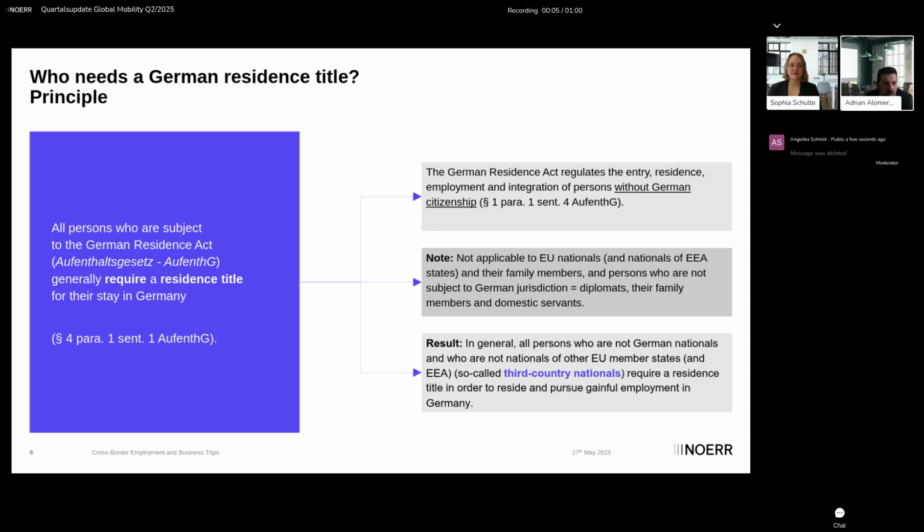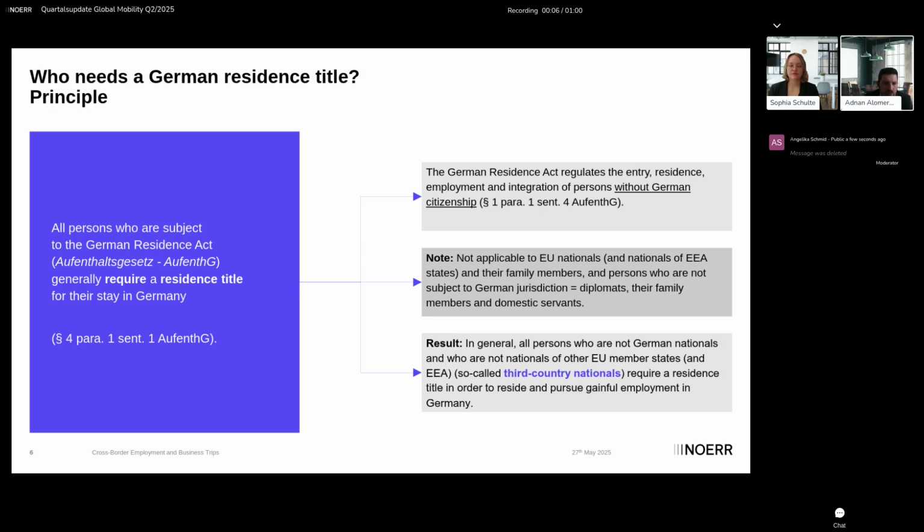First question is, who needs a German residence title? In principle, all persons who are subject to the German Residence Act require a residence title. Who are these persons? First of all, persons who do not have German citizenship. Nationals of an EU member state and their family members are excluded. As well, the German Residence Act does not apply to persons who are not under German jurisdiction. This means diplomats, their family members, and domestic servants.